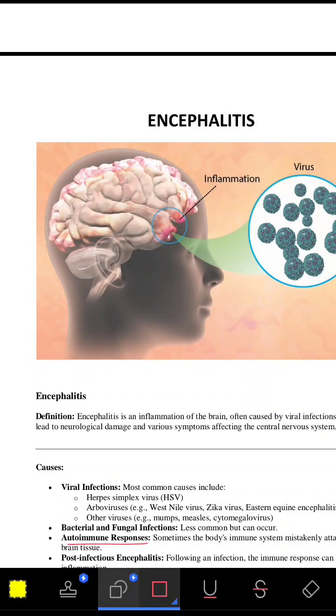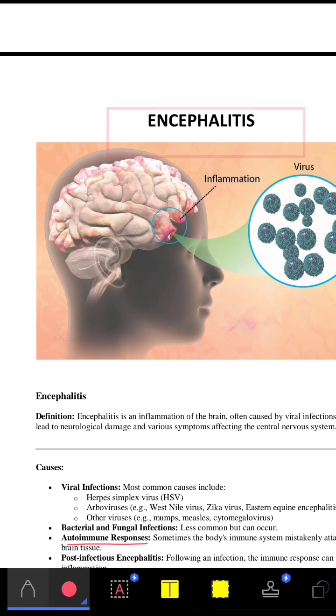Hi everyone. Today's topic we'll discuss is encephalitis. Encephalitis, that we have to know. Encephalitis is an inflammation of the brain. It is a serious and potentially life-threatening inflammation of the brain.